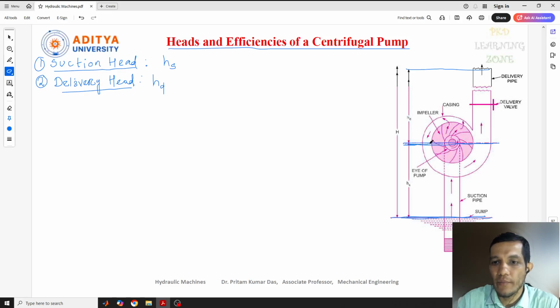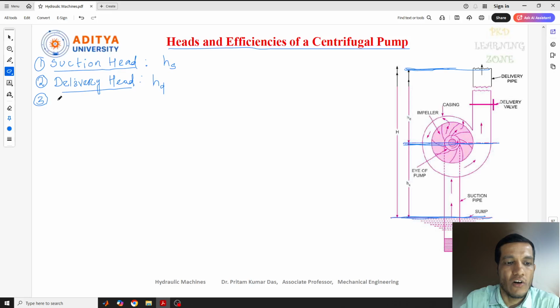The distance from the center line up to which the water needs to be delivered is called delivery head. Or you can say the vertical distance between the center line of the pump and the water surface of the tank, or the place where the water needs to be delivered, is called delivery head, and that is denoted by HD.